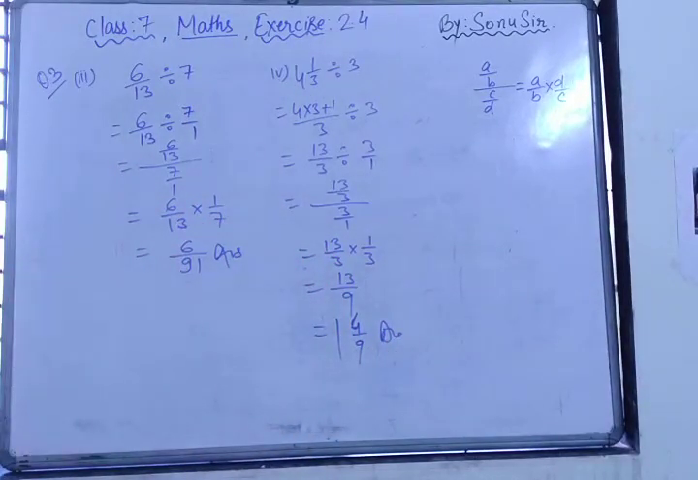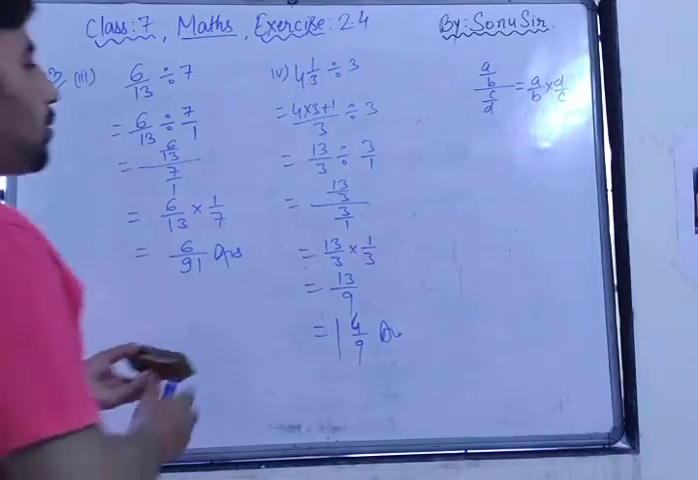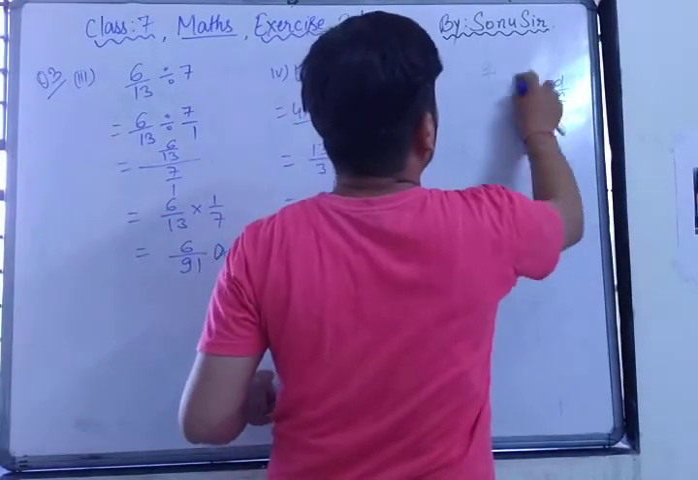Are you getting it or not? Actually, if you are not able to get it, then just go to the previous video of question number 7, class 7, exercise 2.4, question number 3, and you will be able to understand. Now we are moving towards question number 5. Question number 5 is 3 into 1 by 2 divided by 4.